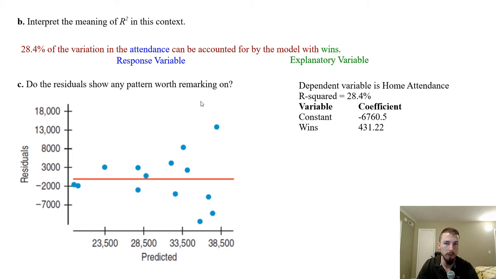So that's just a general form of how you'll always answer that question. So just kind of get that in your head. All right, do the residuals show any pattern worth remarking on? Yes. So the pattern we do see here is fan behavior. As our domain increases, our model kind of falls apart. We have more variation in our residuals.